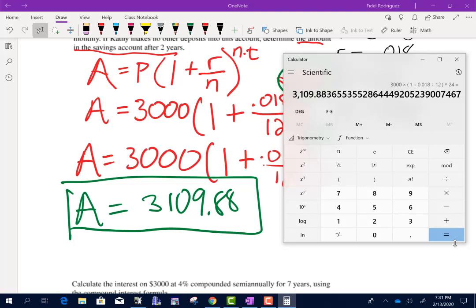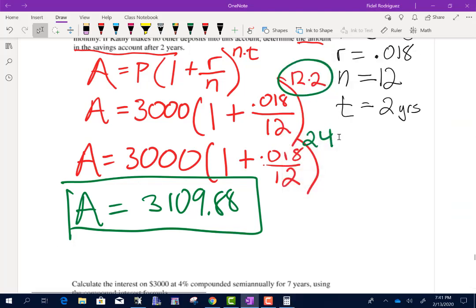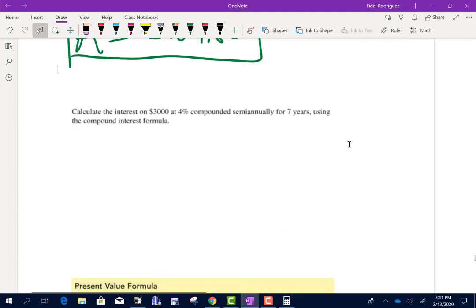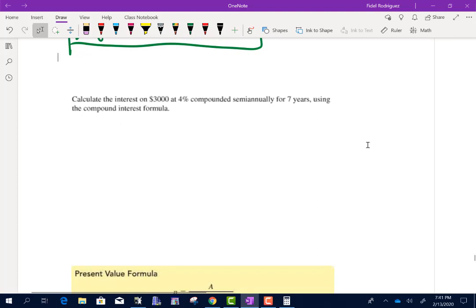So there you go, okay? Straight plug and chug type problem, all right? The only calculation that I really did here is just multiply that n times t. All right, let's take a look at the next one here.